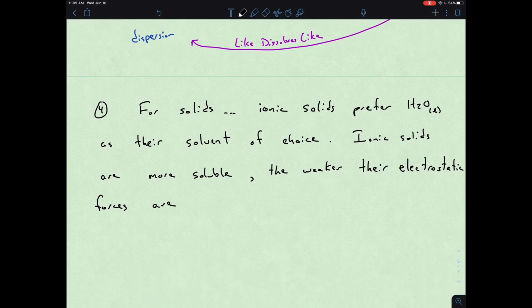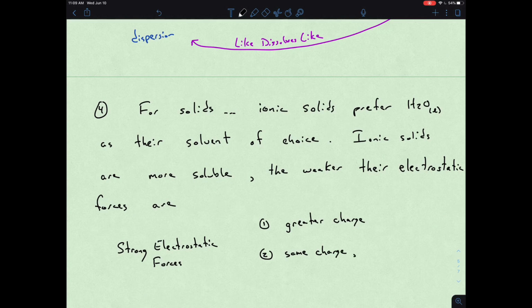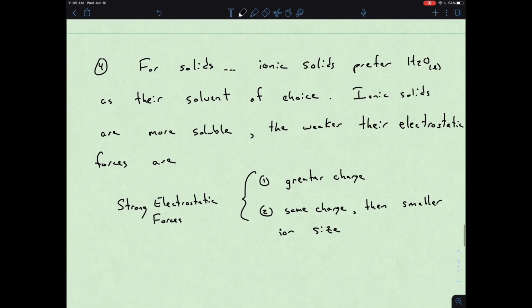So remember, for strong electrostatic forces, we have, one, greater charge, and then two would be, same charge, then smaller ion size leads to stronger electrostatic forces.